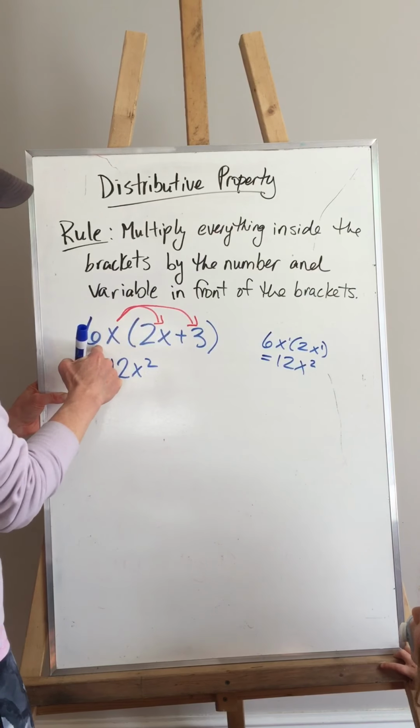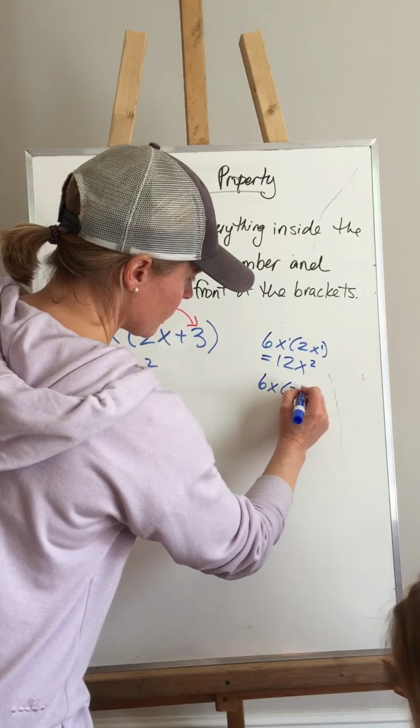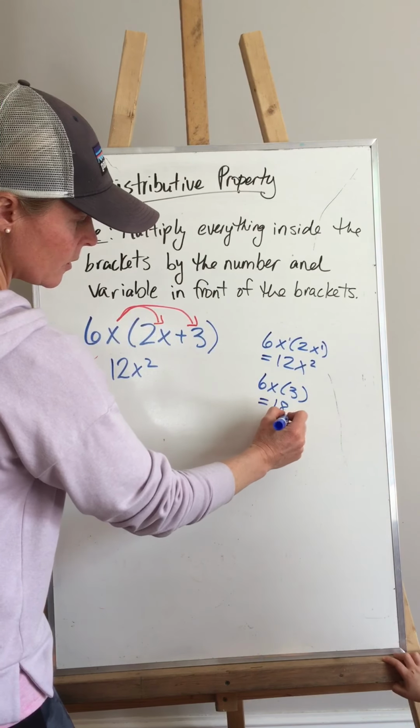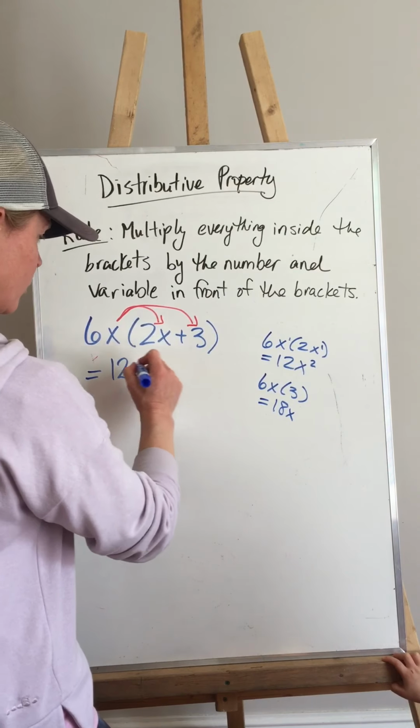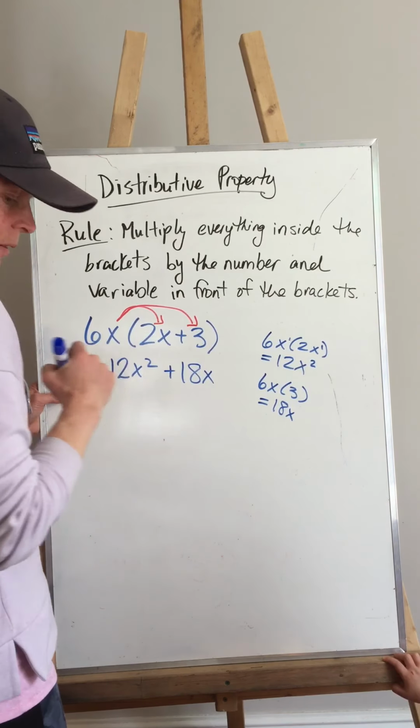My second arrow is 6x times 3. Okay, and 6x times 3 is just 18x. Okay, so then my answer here will be 12x squared plus 18x.